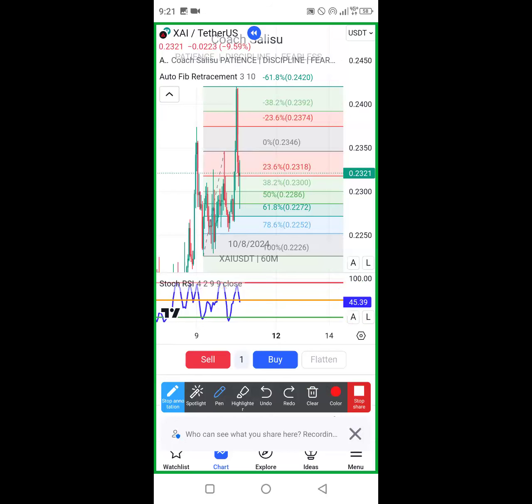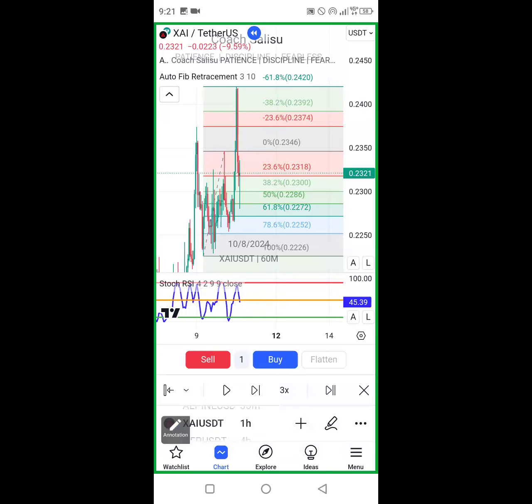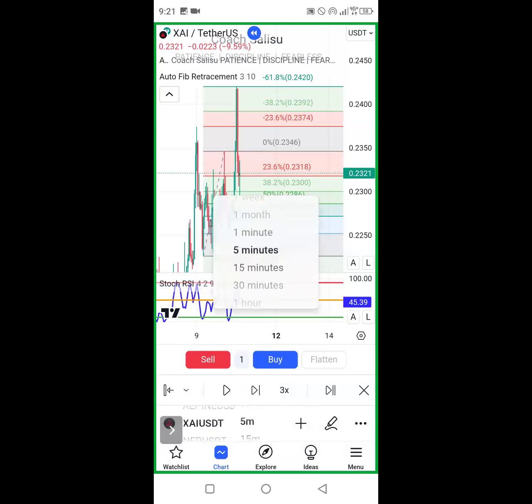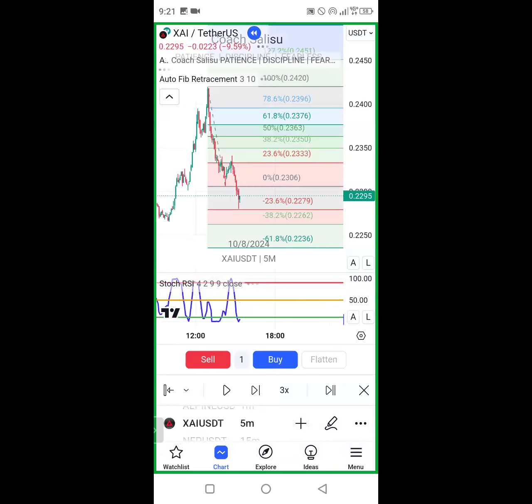Now, you want this blue line to be on the orange line or below the orange line, and you want the RSI to be what? Between 0 and 50. This has been met on the confirmation time frame, which is 1 hour. Then I'll go to the 1 hour, 5 minutes. What am I looking for? There are 3 conditions for the stochastic on the lower time frame.